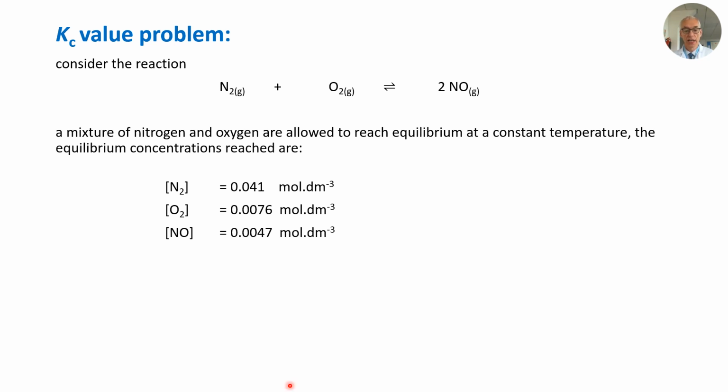So let's look at an example. Consider the reaction between nitrogen and oxygen to make nitrogen(II) oxide. A mixture of nitrogen and oxygen are allowed to reach equilibrium at a constant temperature. The equilibrium concentrations reached are, as written, 0.041 nitrogen, 0.0076 oxygen, 0.0047 moles per decimeter cubed nitrogen(II) oxide.